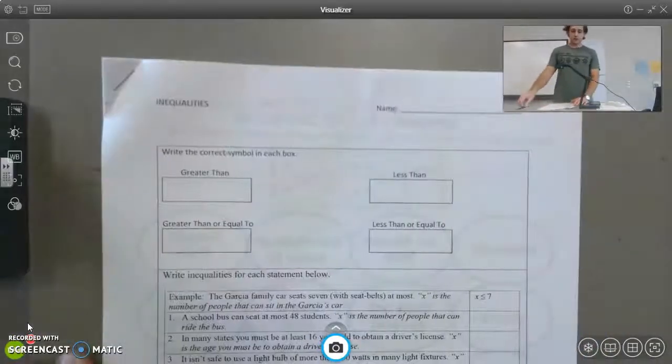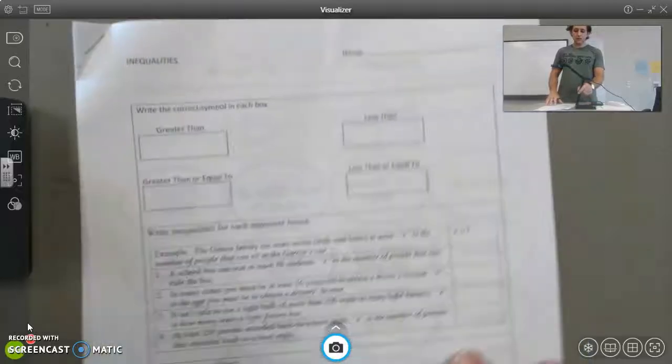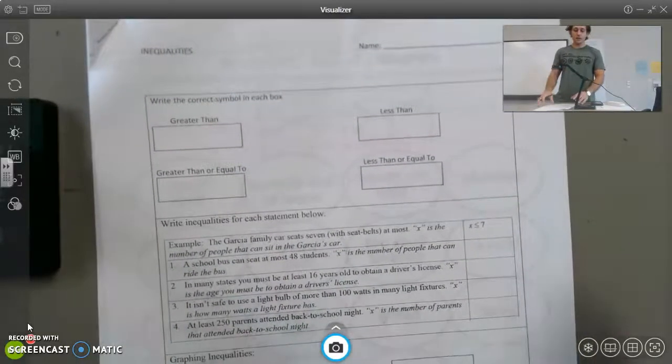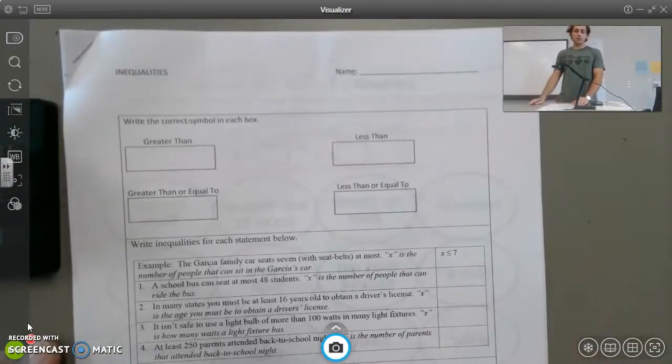We're going to take a look at your Inequalities Packet. Much of what you're going to see in this packet is a review from 6th grade, just a review of symbols, and then we are going to have just a couple of problems that would be at a 7th grade level. So let's just take a look together.